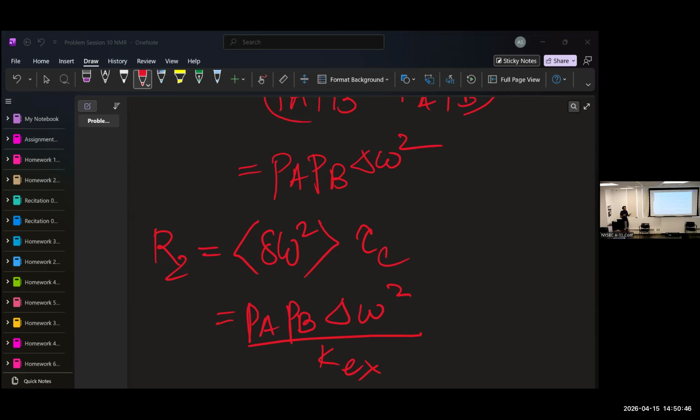It says suppose you can detect 1 per second. And if it is the first minute, what is the smallest population of the minor site that we will detect in the line broadening curve? The greater the difference in chemical shift, the smaller the population of the minor site that you will be able to detect for the same R2.